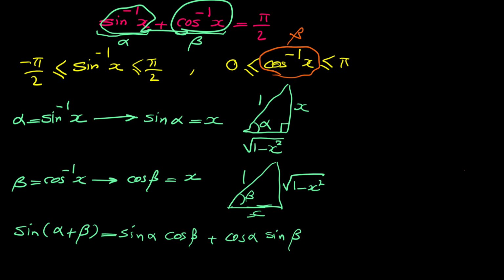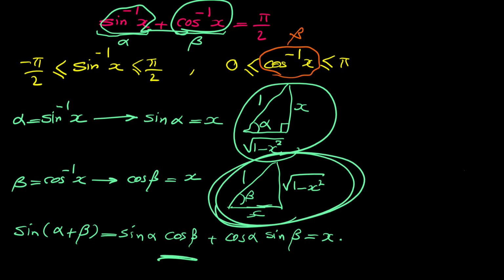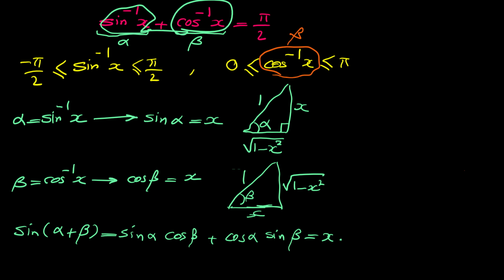Let's find the values of each of these. What is sine of alpha? If you look at this triangle, sine of alpha is opposite over hypotenuse. Opposite is x, hypotenuse is 1, so x. What is cosine of beta? If you look at this triangle, cosine is adjacent over hypotenuse, and cosine is again x. And actually you have cosine of beta here, x. So x times x plus.